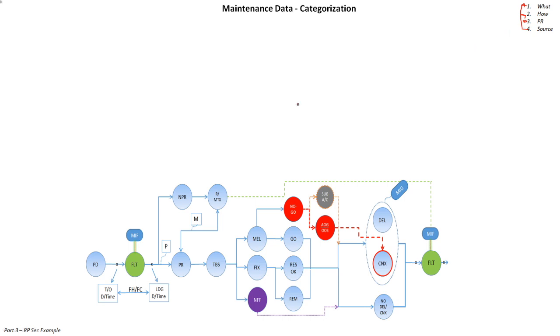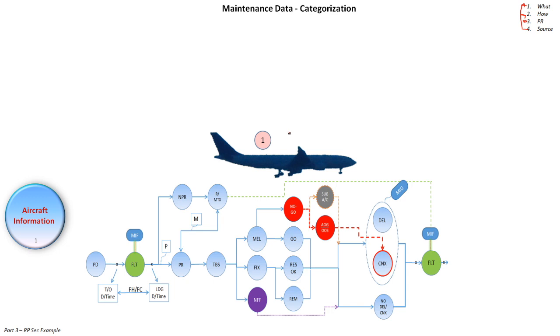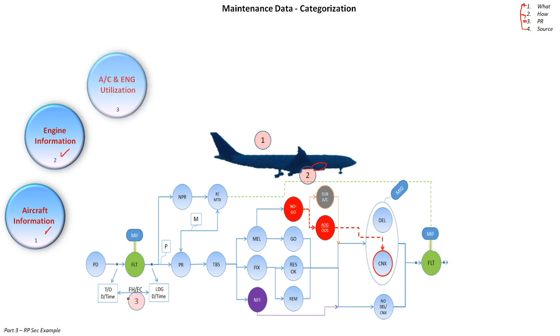What do we have? As we said, the aircraft is available or the aircraft is not available. What does it mean for us? It means that we need to collect information about the aircraft. As we can see, we have engines installed on this aircraft, so we need information about engines. Next, we have the aircraft. What are we doing? We are flying. We have flight hours, flight cycles. So we need to collect information about aircraft and engine utilization.